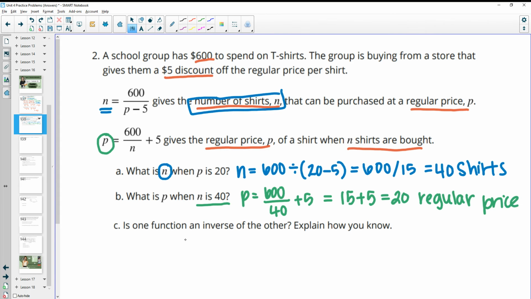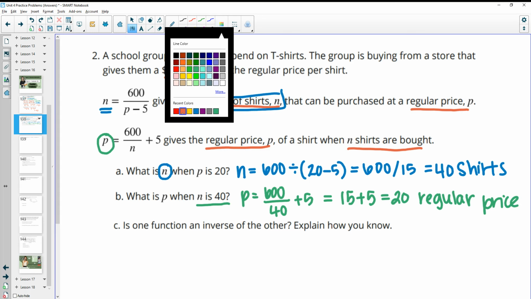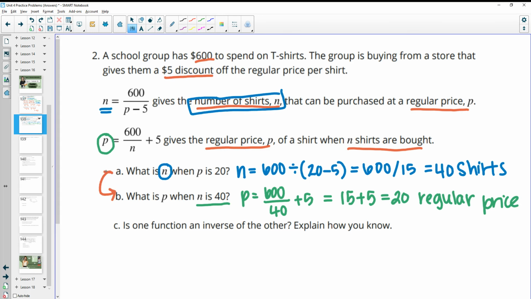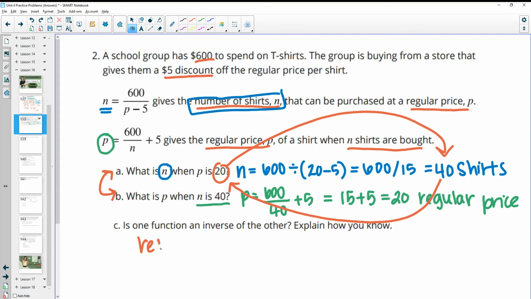And then is one function the inverse of the other? Explain how you know. Well, yes, because when we flip-flopped these, right? So when I plugged in 20, I got back 40. And then when I plugged in 40, I got back 20. So when I plugged 20 into the one, it gave me 40. So then I plugged that into the other equation and it gave me back 20. So that just means that they're reverse operations, which means that it's an inverse.